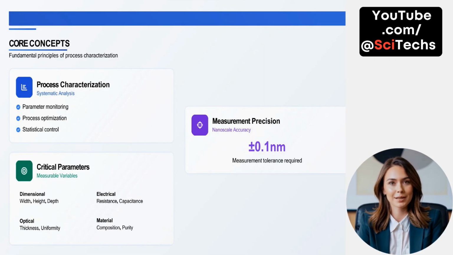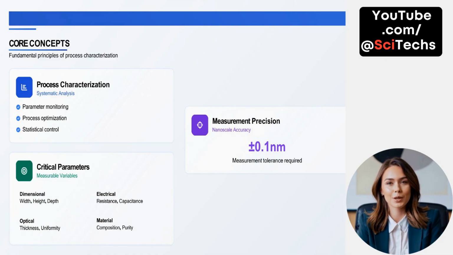Core concepts. Core concepts in process characterization center around understanding and controlling the critical variables that influence semiconductor manufacturing. Process characterization involves systematic analysis, starting with parameter monitoring to track key variables throughout each production stage. This is followed by process optimization, where data insights help refine operations for higher efficiency and yield. Statistical control then uses that data to detect trends, minimize variation, and maintain process stability.